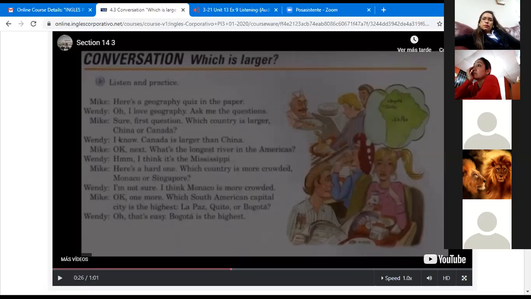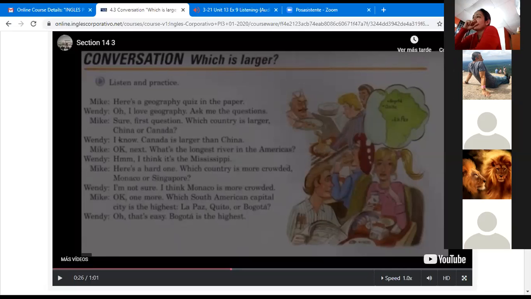Please, any comparison that you can make? People, food, restaurants, I don't know. Okay, Brazil is more largest than the Salvador. Which one you said before? Brazil. It's larger than El Salvador. Than El Salvador, okay, good.